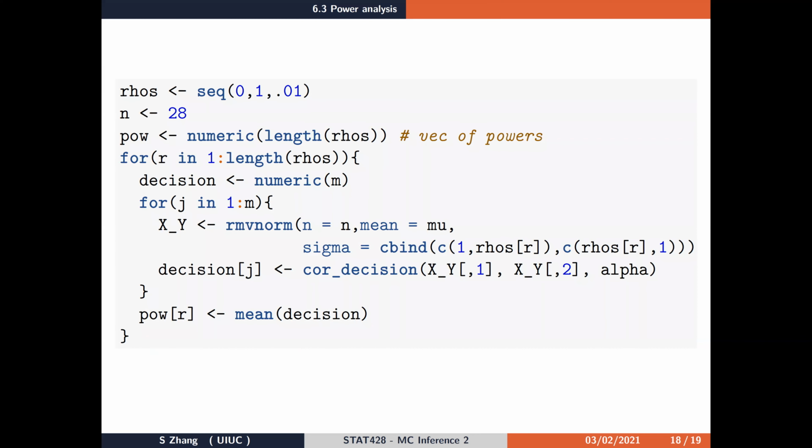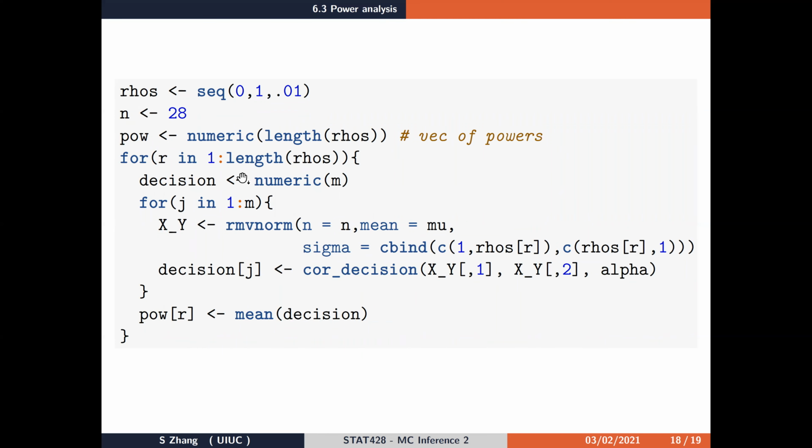And here's the code for computing the powers for each of the rhos. This time we create a rhos vector that is the sequence from 0 to 1 by the increment of 0.01. Our sample size is fixed at 28. This time we can create a PAL. Since we only have one sample size condition, PAL can now be a vector whose length is equal to the number of entries, the number of possible rhos.